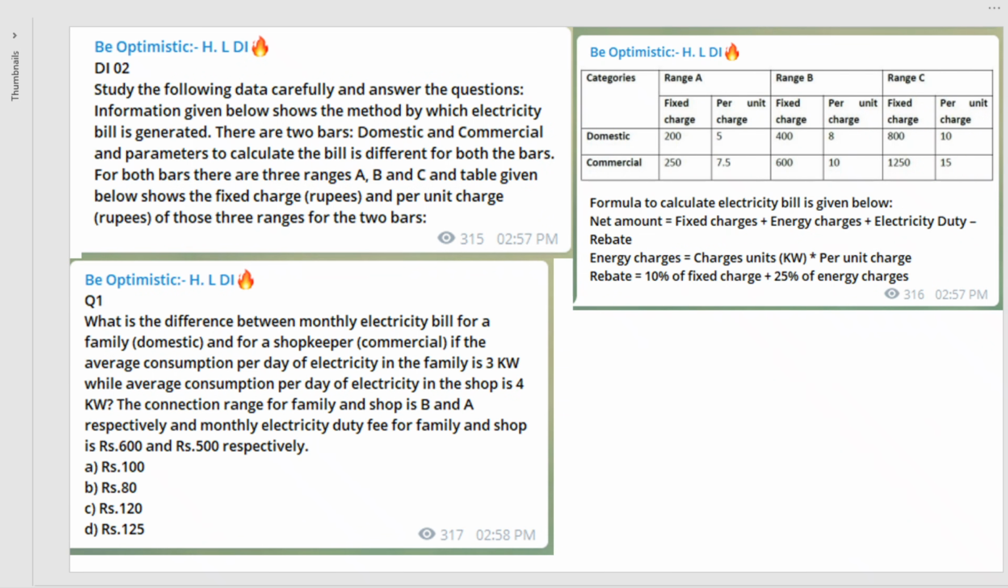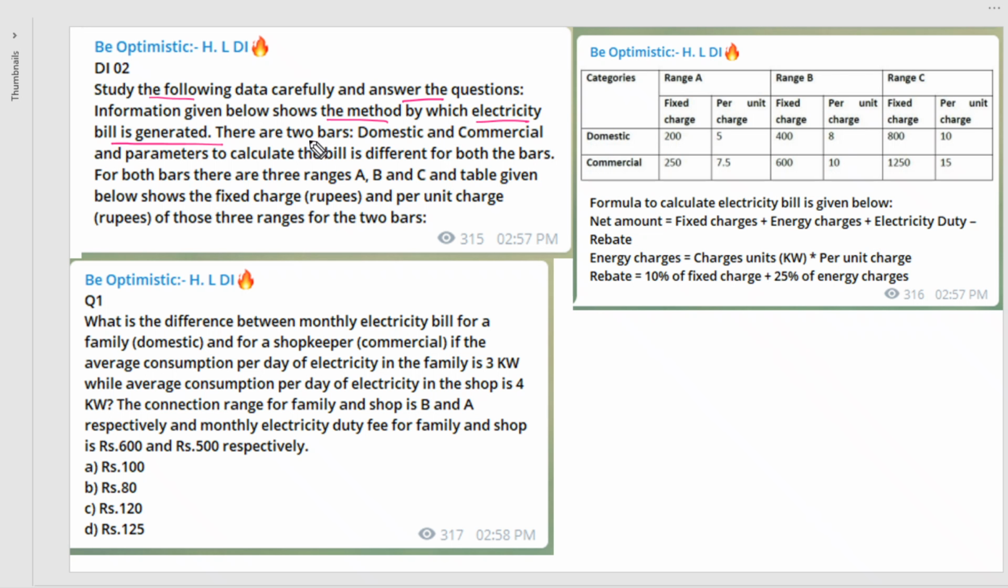So basically this DI is on the calculation of electricity bill, right? So let's see what is the instruction. Study the following data carefully and answer the question. Information given below shows the method by which electricity bill is generated, right? So you can see in your home also, that whenever you are given the electricity bill, there are some calculations, and this DI is based upon this.